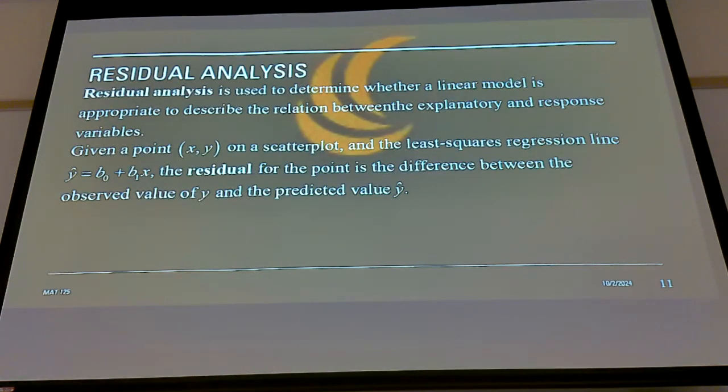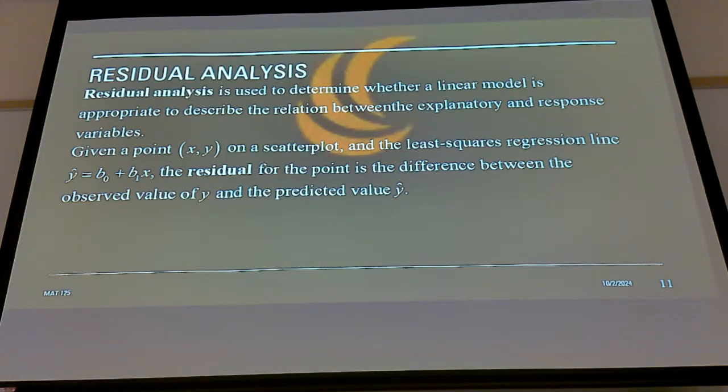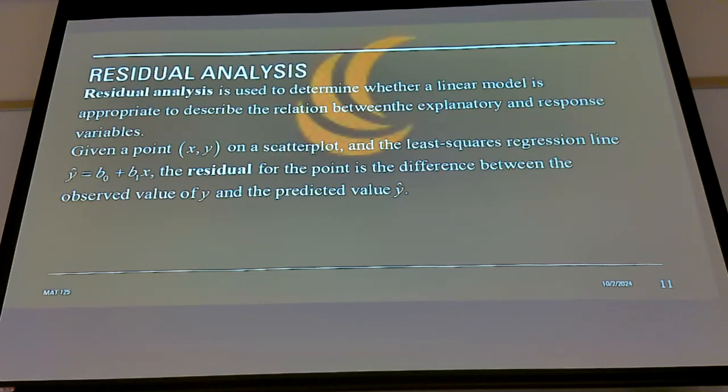Given a point on a scatter plot and given the least squares regression line, the residual for a point is the difference between the observed value and the predicted value. It is your error of the model for that point.